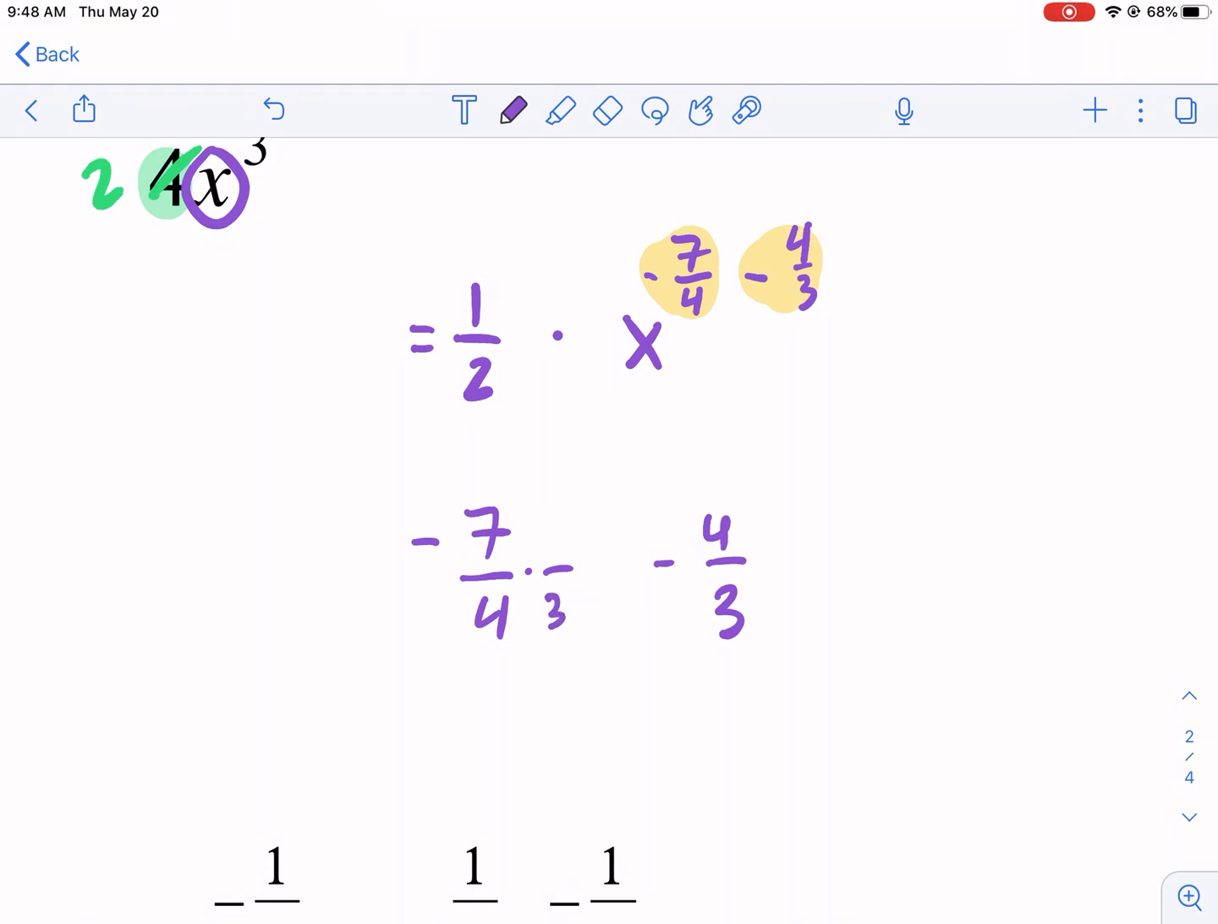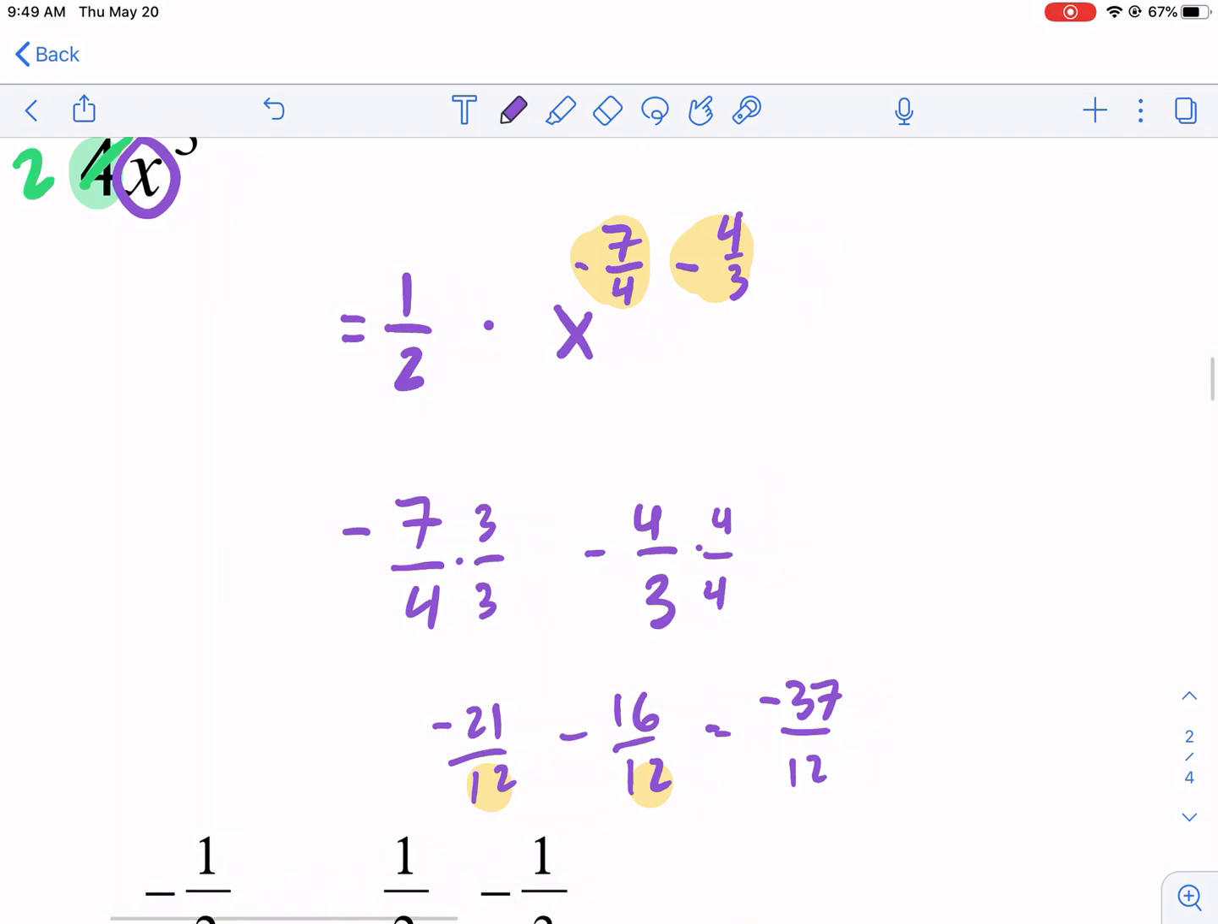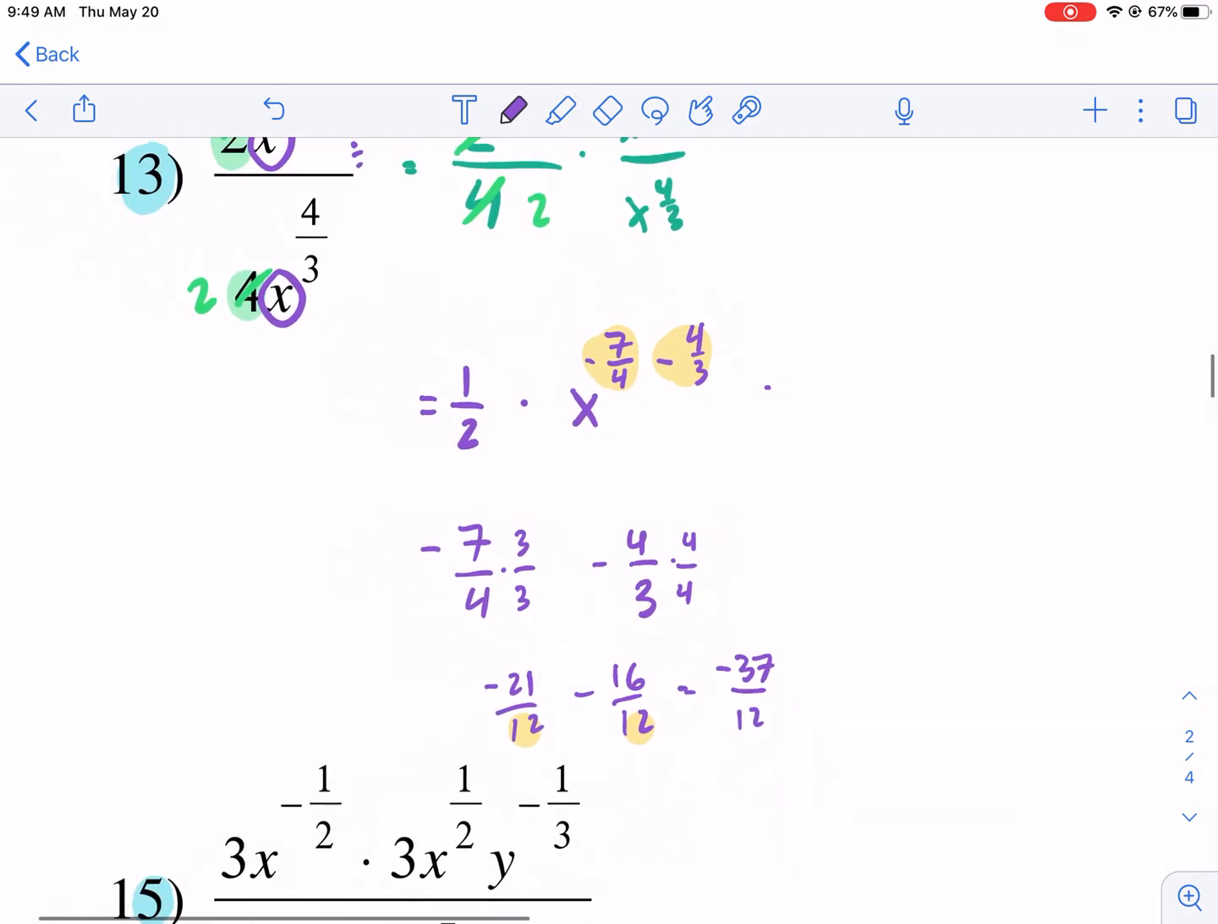So we're going to get that to a 12. We have to multiply top and bottom by 3. This one we have to multiply top and bottom by 4. Quick review of fractions. If you need more help, check out some of my other videos. Bottom line is we have negative 21 over 12 minus 16 over 12. Now they have a common denominator, and we can simply put the common denominator, 12, and we have negative 21 minus 16. That is negative 37. So now we have negative 37 over 12.